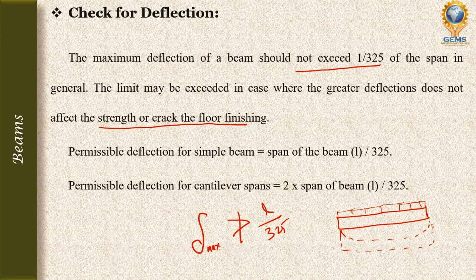The permissible deflection for a simple beam, that is a simply supported beam, is span by 325. If it is a cantilever beam, then the maximum deflection is 2 times that of a simple beam, that is 2 into span of beam by 325. This is the permissible maximum deflection of a beam.